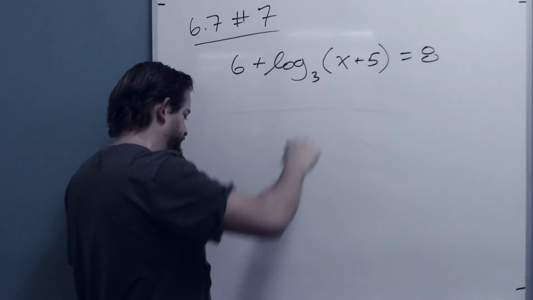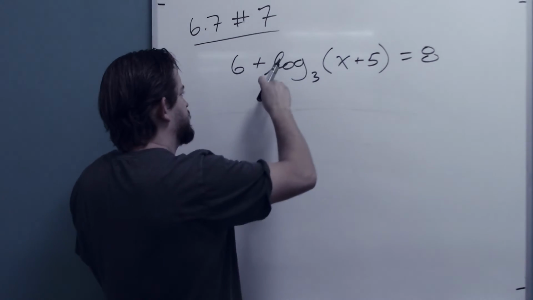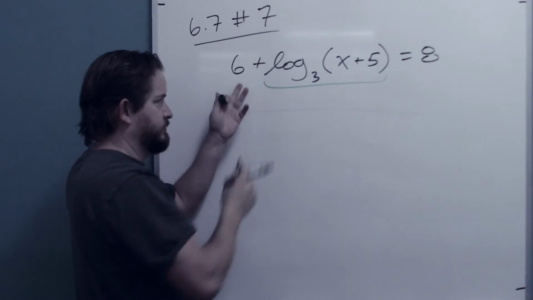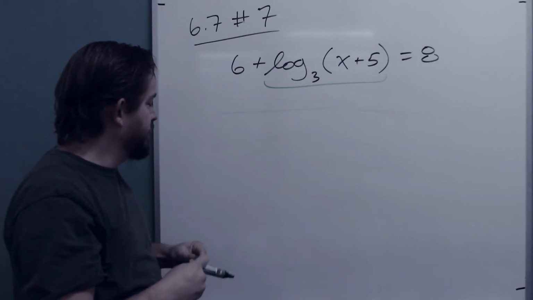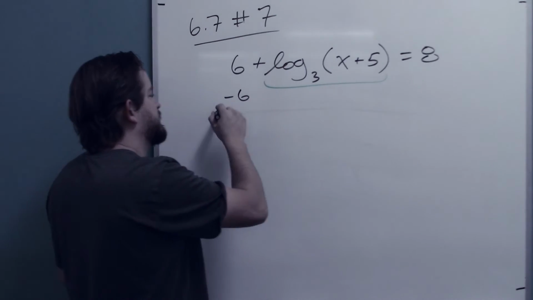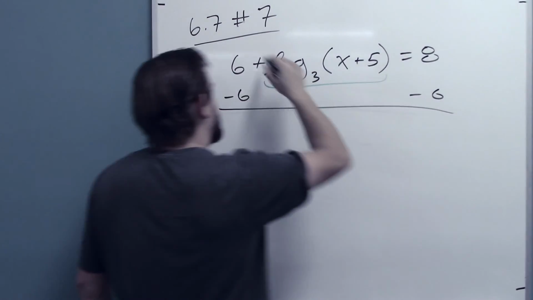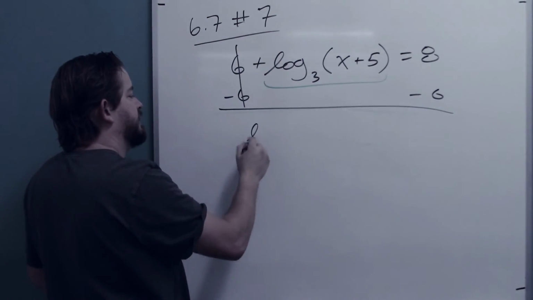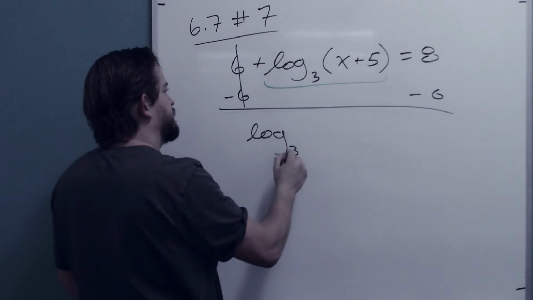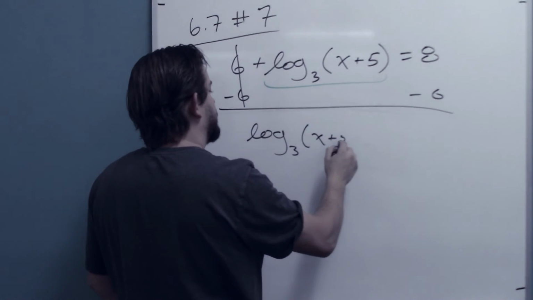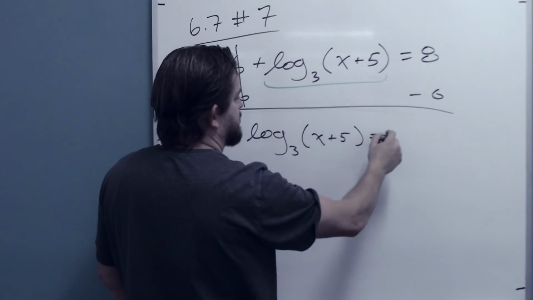So once again, I want to isolate this log. All of this other junk, by which I mean this 6, I want away from the log, so I will subtract 6 from both sides. That gets the 6 out of the left-hand side, leaving you with just the log base 3 of x plus 5 equals 8 minus 6 is 2.